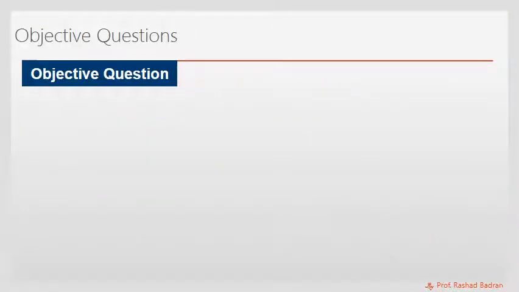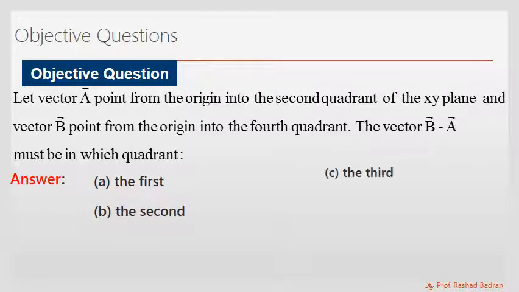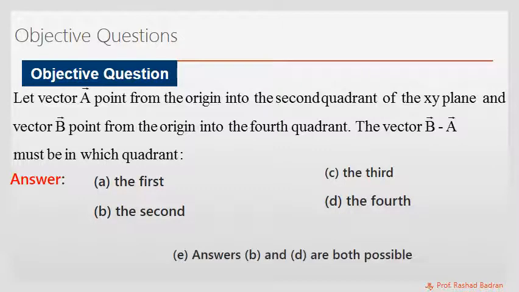To test our understanding of adding vectors, let's ask this objective question. Let vector A point from the origin into the second quadrant of the xy plane, and the vector B point from the origin into the fourth quadrant. The vector B minus A must be in which quadrant? Is it the first quadrant, or the second, or the third, or the fourth? Or answers B and D are both possible? Well, the answer obviously is the fourth.